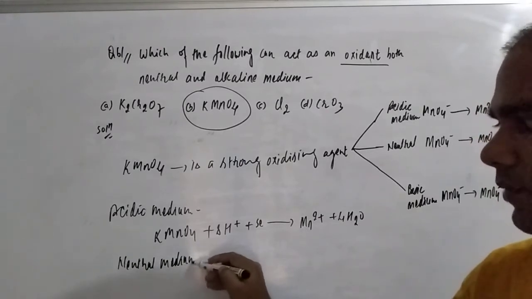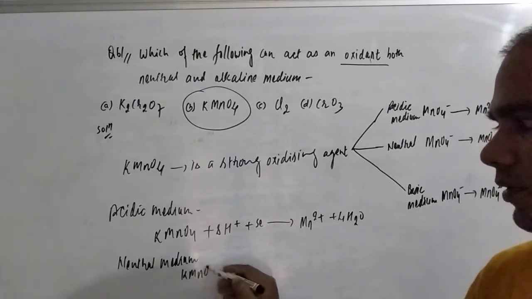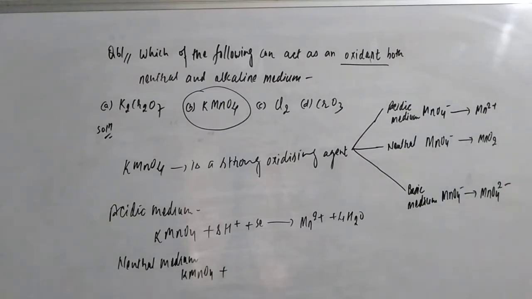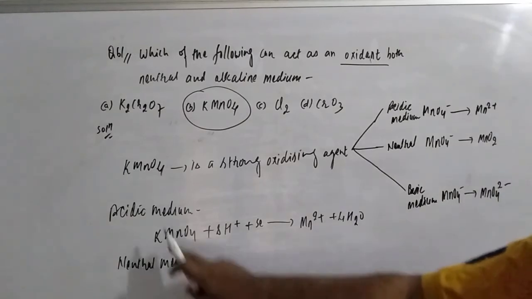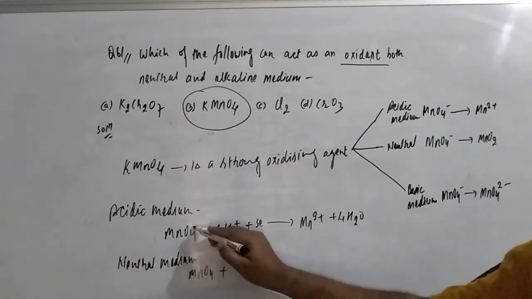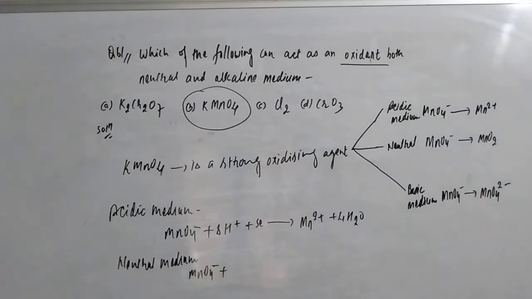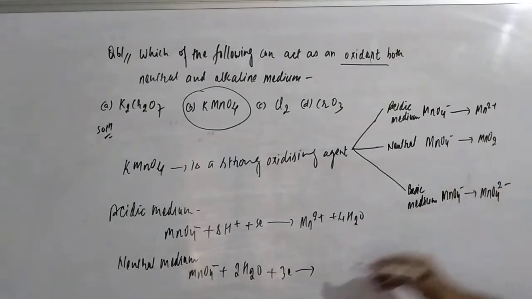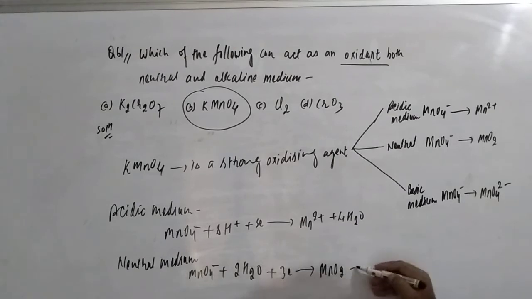So what about the neutral medium? In the neutral medium, KMnO4 is there. In all the places you take only the ionic part, MnO4 minus. So MnO4 minus will react with water, 3 molecules of water, and it will take 3 electrons and convert into MnO2, plus what will it give, student? 4OH minus. This is the case of the neutral medium.